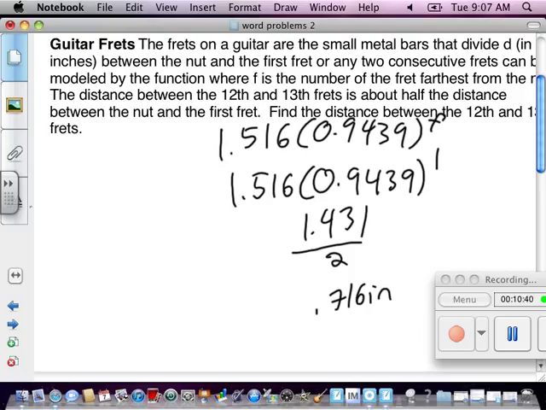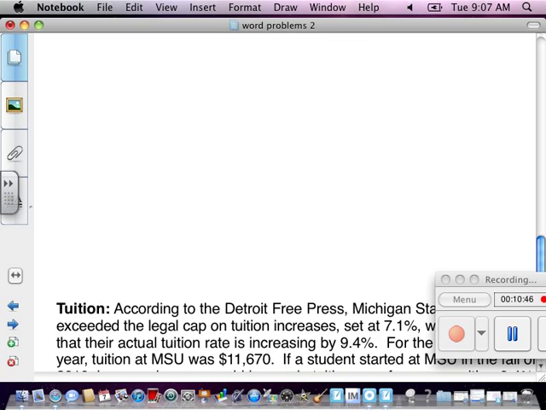Anybody have a question about this problem? Okay, move on to the next one.